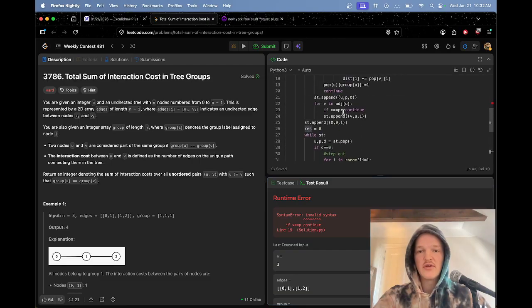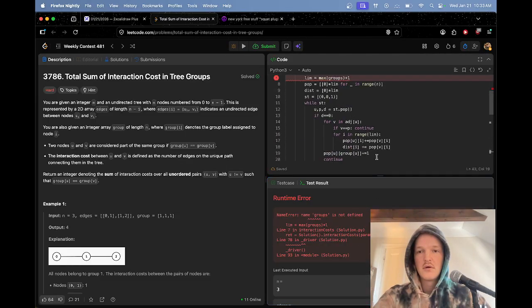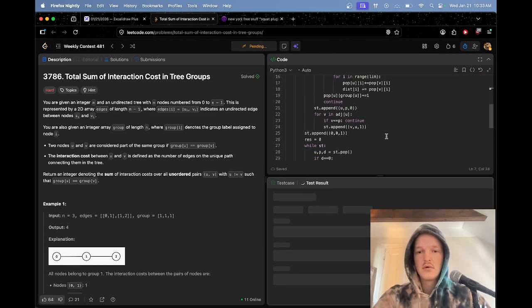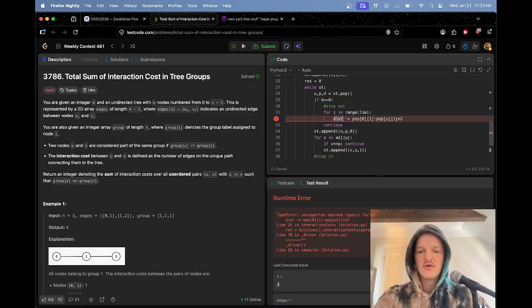I got a little C++ism in here somewhere. Max group. Int object is not iterable. Oh, I said dist. I want dist at I. Okay, same here.